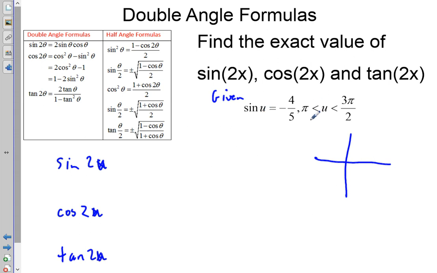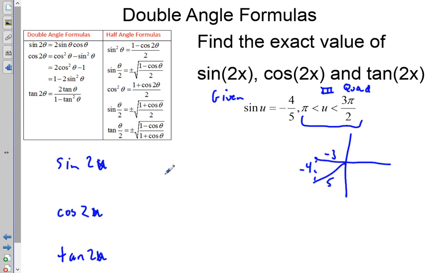U is located, it says, right here between pi and 3 pi over 2. So it's going to be in the third quadrant. So this is in the third quad right there. And in our third quadrant, what we know is we have opposite is going to be -4. Hypotenuse is 5 because it's opposite over hypotenuse. And this is going to be -3 because it's a 3, 4, 5 triangle.